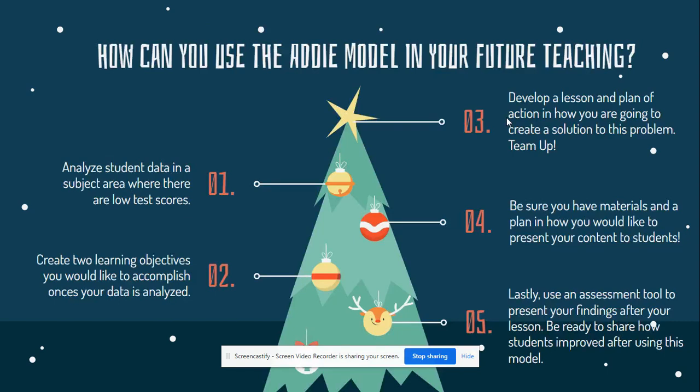Now let's take the ADDIE model that we just used and ask ourselves how we can use it in our future teaching. So we're going to make a plan. Step 1, we're going to analyze student data in the subject area where you feel your test scores are low. Secondly, we're going to create 2 learning objectives. Thirdly, we're going to develop a lesson and an action plan for how you are going to create solutions to this problem. So don't be afraid to team up or work with someone on your grade level team.